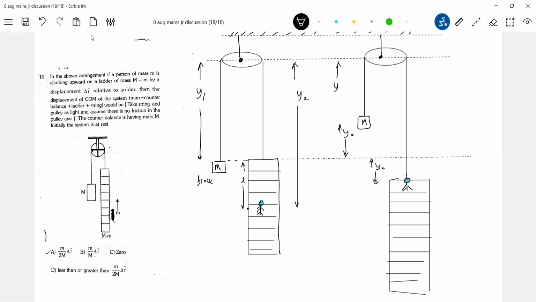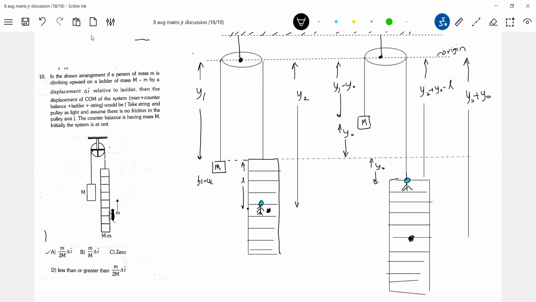So I'm taking this as origin. At what distance will the person be, no? y2 plus y naught minus L. This will be the position of the person. And at what distance will the center of the ladder be? The center of the ladder is y2 plus y naught.